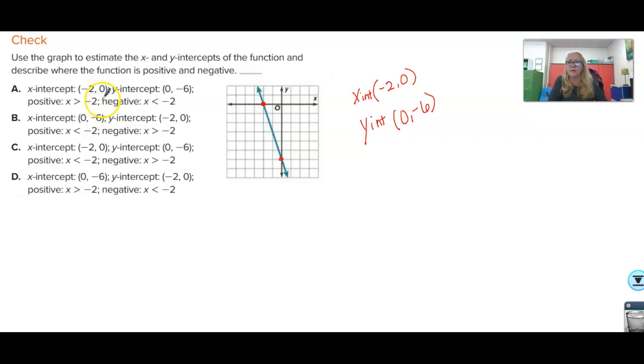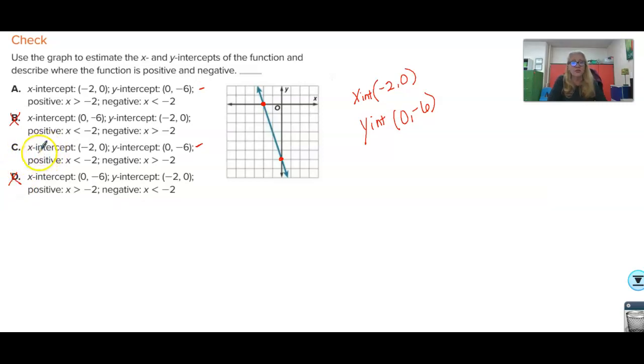So we can go over here and maybe eliminate some of these. The x-intercept, negative 2, 0. The y-intercept, 0, negative 6. This one's got potential. X-intercept, 0, negative 6. That's not right. That's the y-intercept. So B's not right. X-intercept, negative 2, 0. Y-intercept, 0, negative 6. This one's got potential. X-intercept, 0, negative 6. Nope, this one's wrong. So we've narrowed our choices to A and C.